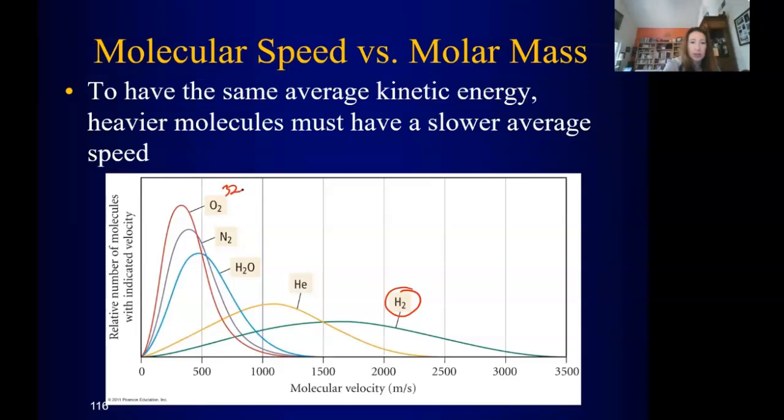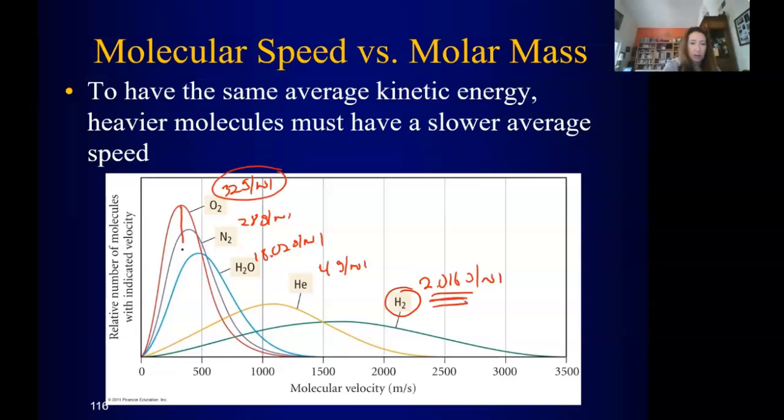Oxygen, right, is 32 grams per mole. Nitrogen is 28. Water is like 18.02 grams per mole. Helium's 4-ish. I don't remember the others. And hydrogen's at like 2.016 grams per mole. So this one is the lightest. This one is the heaviest.